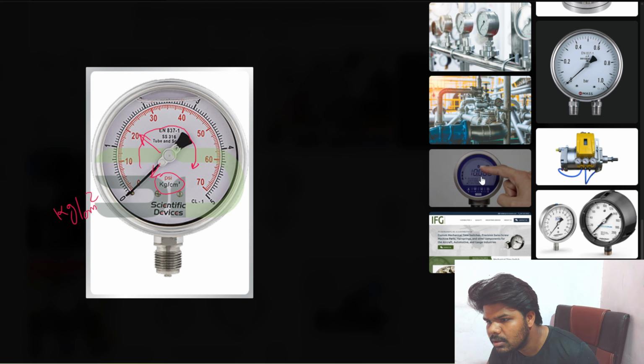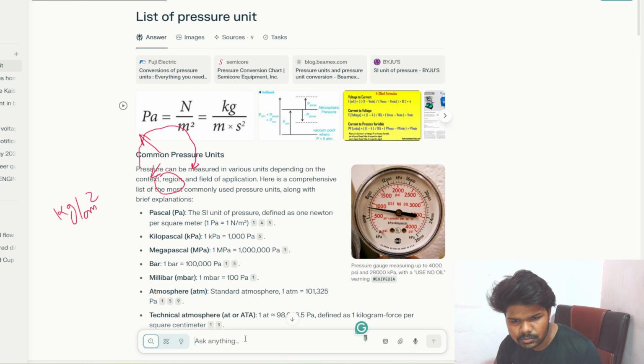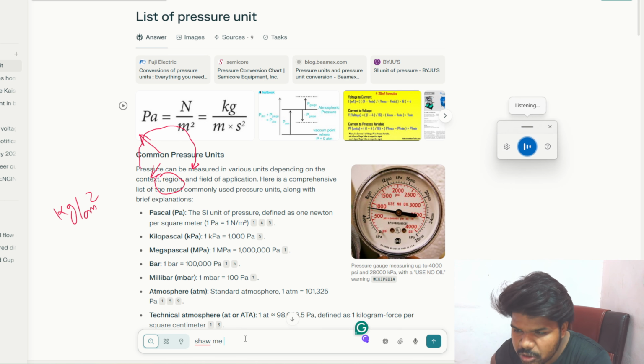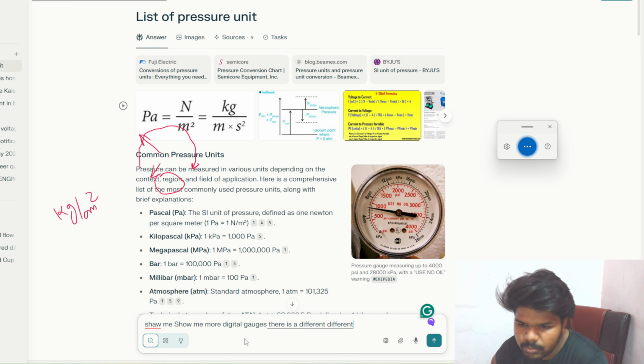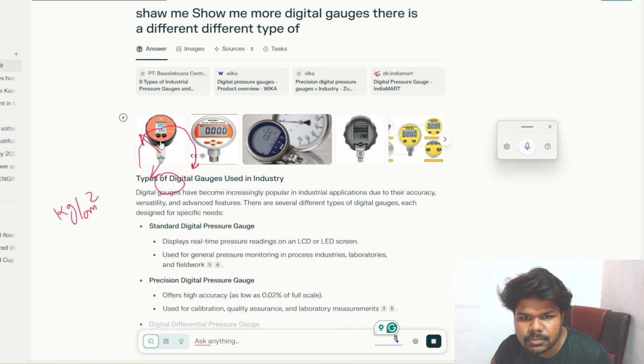And another one. Wait a minute, I have to ask ChatGPT. Show me more digital gauges. There are different types of, like, this one.